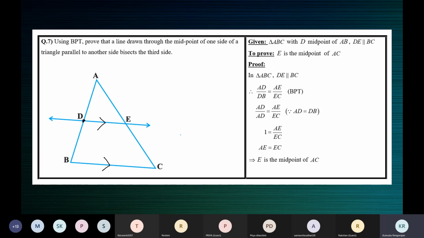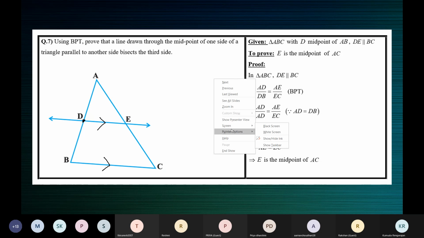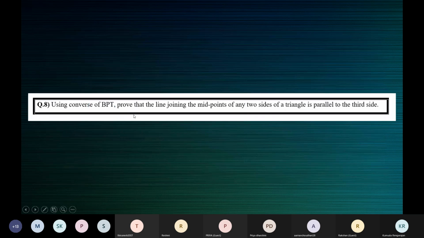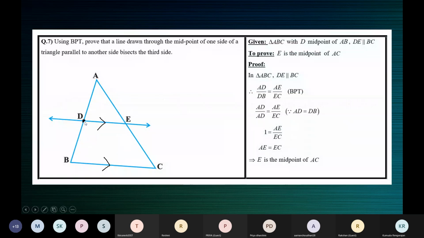So through D we have DE parallel to the second side BC. Through D we have DE parallel to BC, parallel to another side. Given these two, the result is it bisects the third side. E is the midpoint of AC. That's what we have to prove.